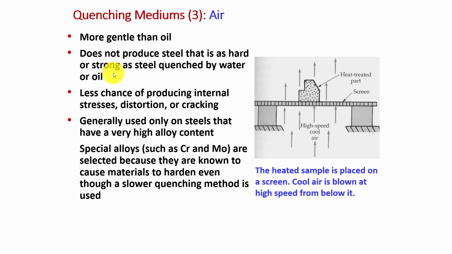If I take some steels and I quench it in air, they're really not going to get that hard because they're not air quenchable. So we're going to have to, again, identify what steels are quenchable by water, air, and oil.